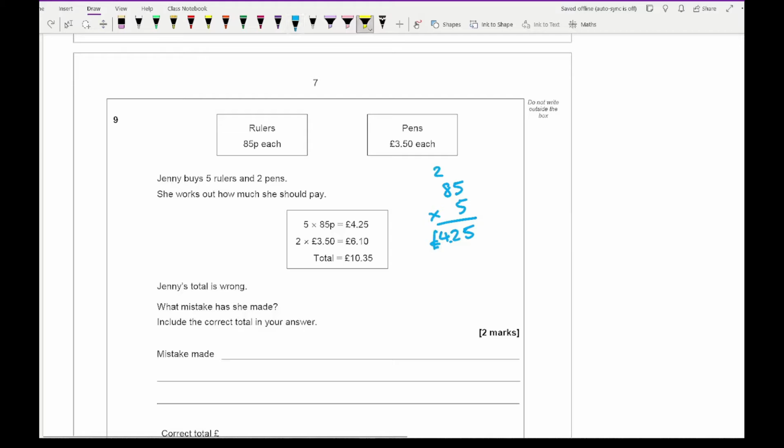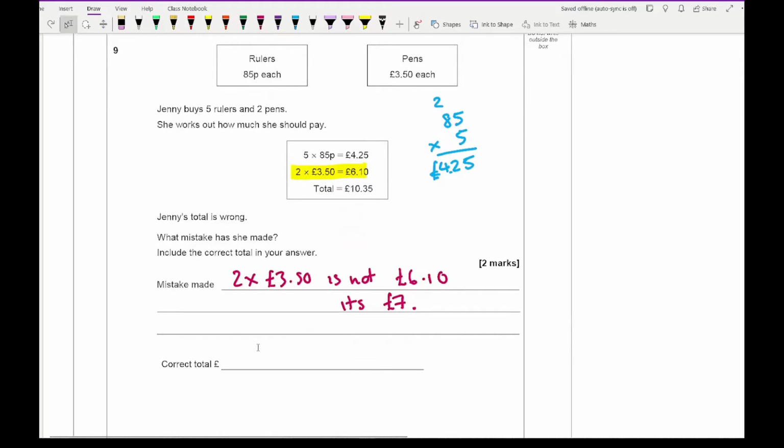Now I can see straight away, without having to work it out, that 2 times £3.50 is not £6.10. So I'm guessing that's where the mistake is. So 2 times £3.50 is not £6.10, it's £7. And so then our correct total is going to be £4.25 plus £7, which gives us a total of £11.25. Now in terms of 2 marks, 1 mark will be for the mistake that she's made.